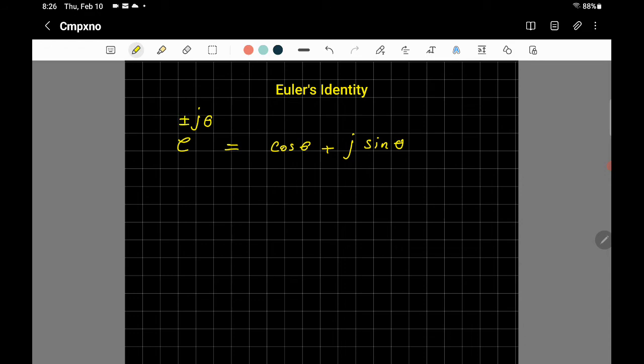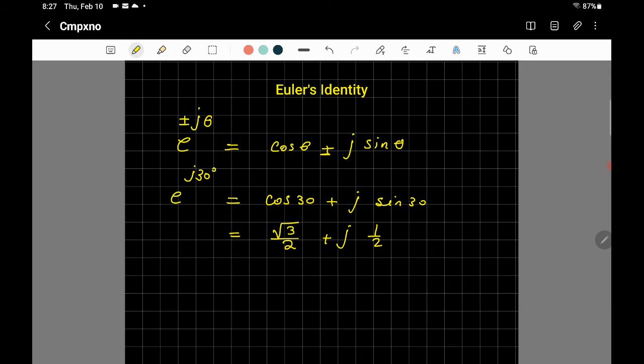If you have a negative, you just choose the negative side of this one. All right. So if we take an example, if we say e to the power of j 30 degrees, what is the value of this one? It will be cosine 30 plus j sine 30. What's cosine 30? Cosine 30 is equal to square root of 3 over 2 plus j. What's sine 30? It is equal to half.